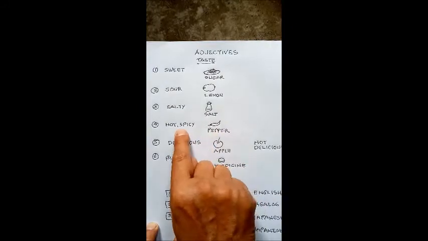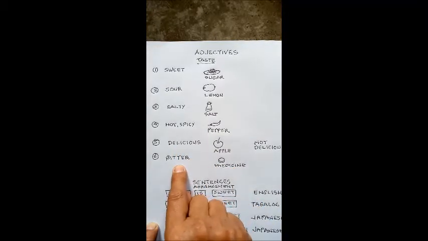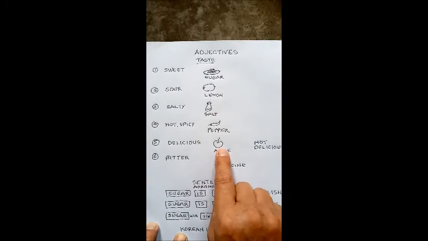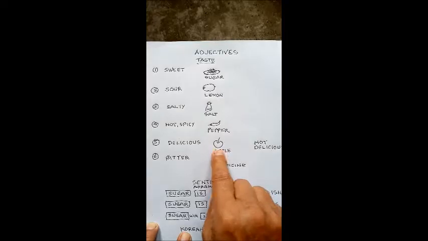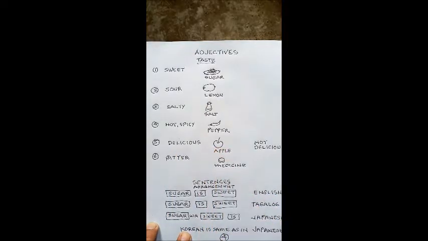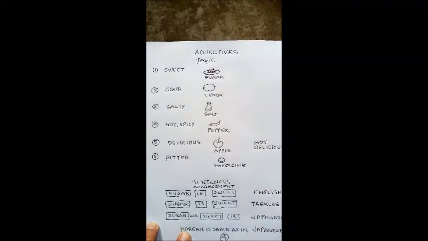Pepper is hot or spicy. Apple is delicious. Medicine is bitter. Apple can also be not delicious. So, you have two classifications for apple. Okay? Now, your assignment will be to put here the equivalent in your language. So, for sweet, in Japanese it's amai. So, in Korean, you have to put the equivalent also.